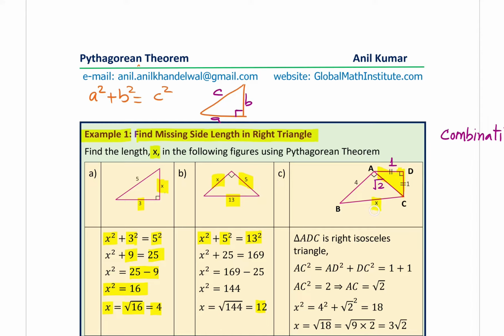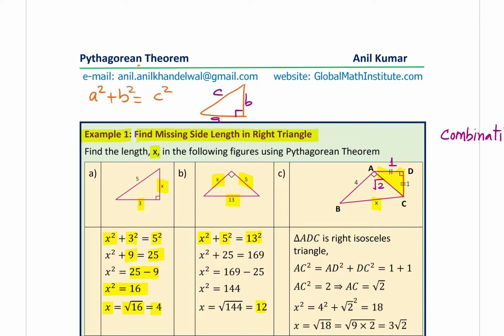X this time is the hypotenuse. So 4 square plus square root 2 square is x square, and you can solve this to get your answer. So you can look into the solution once again. However, I think you have understood.